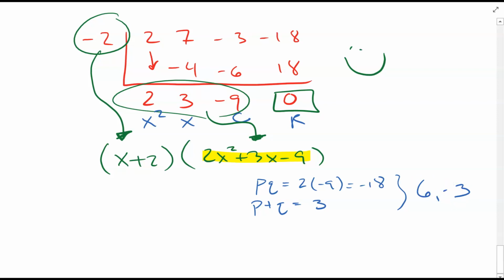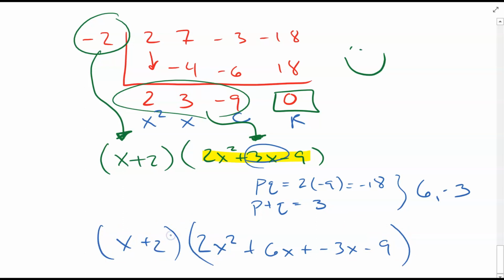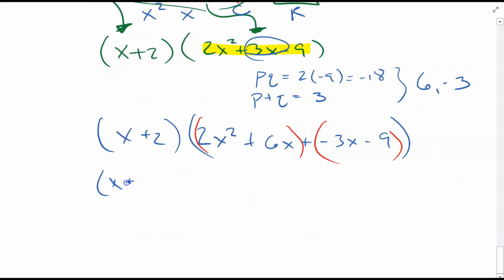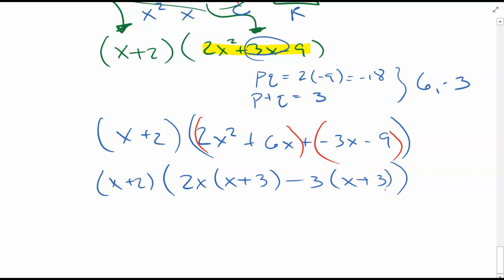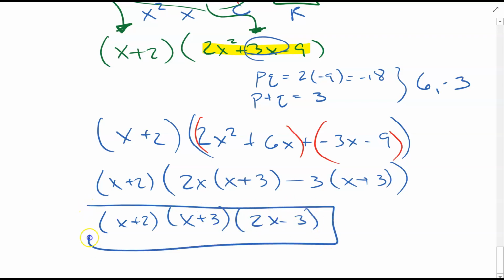Okay. Unfortunately, 6 and negative 3 does not take me straight to my factored form. What I need to do is replace the 3x with 6x plus a negative 3x. And I'll still bring the x plus 2 down. And now I have to factor this by grouping. So I'll make my 2 groups. From the first group, I can take out a 2x. From the second group, I can take out a negative 3. And then I notice that the x plus 3's are in common. So if I factor that out, I'm left with 2x minus 3. And there's my fully factored form.